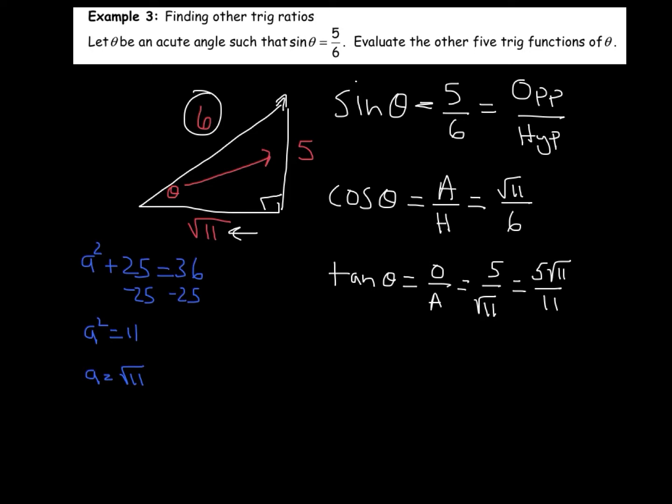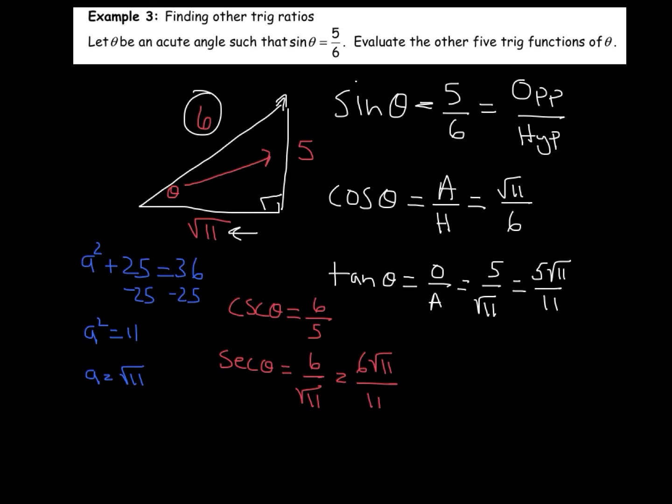Which one is the reciprocal of the sine? That is going to be the cosecant. Okay, so I'll do those in red. So cosecant of theta is going to be 6 over 5. And then the secant of theta is going to be 6 over root 11, which is just the flip, or the reciprocal, of the cosine, or 6 root 11 over 11.